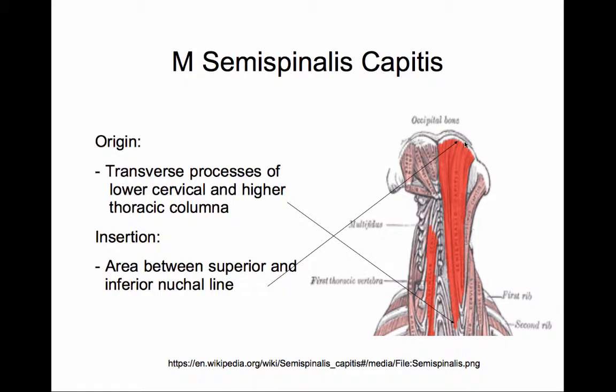Then we have semispinalis capitis. The origin is on the transverse processes of the lower cervical and higher thoracic column here. The transverse processes, a little bit more to the side. And the insertion is the area between the superior and inferior nuchal line here.